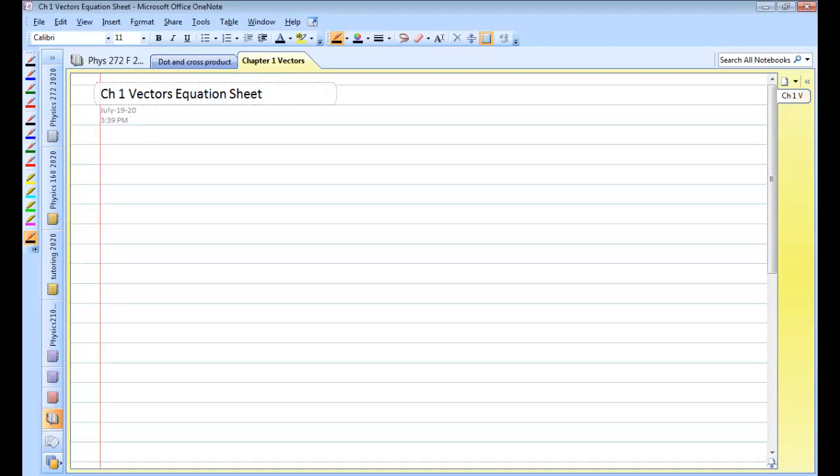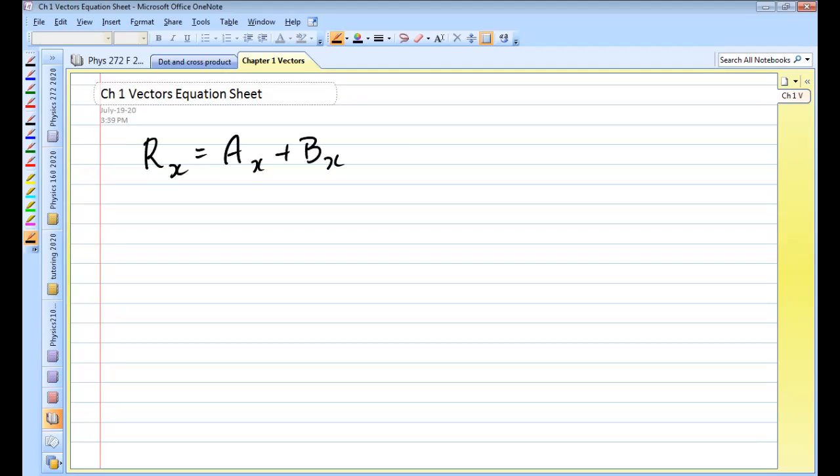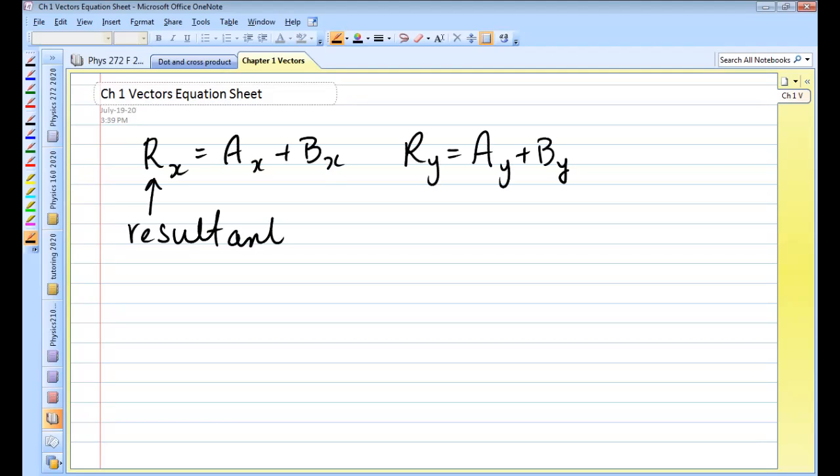Okay, so the first equation looks like this: Rx = ax plus bx, and for y it is Ry = ay plus by. Okay, so these are equations that you need when you're adding vectors. The components of the vectors are ax and bx. So the R stands for resultant, and that's the sum. And you'll be shown how you get the sum of vectors on mastering physics.